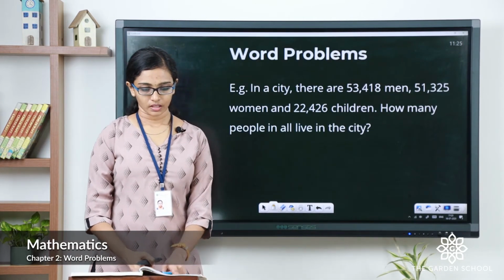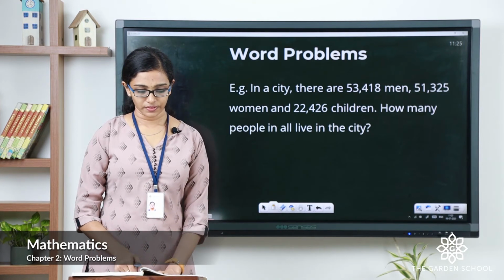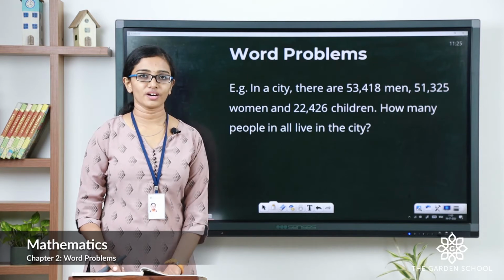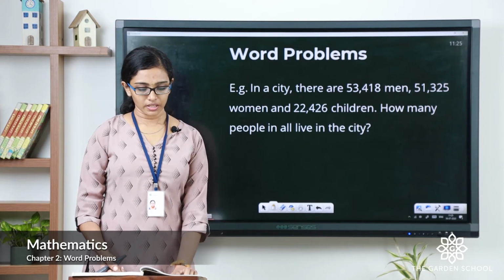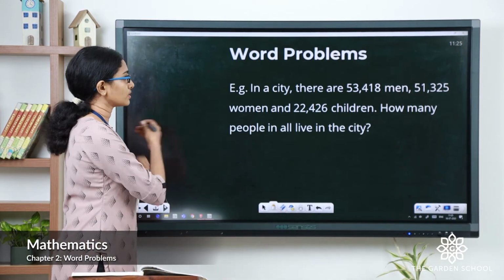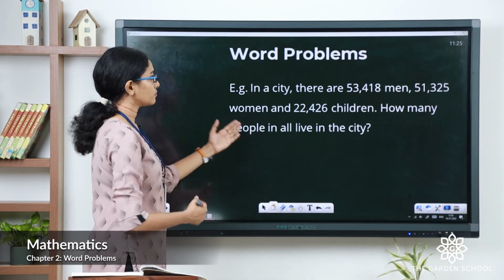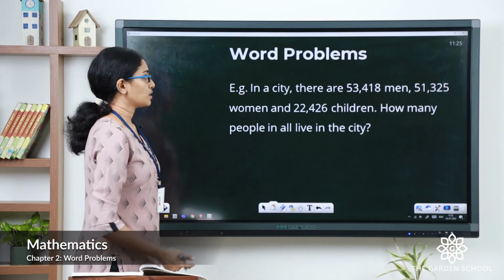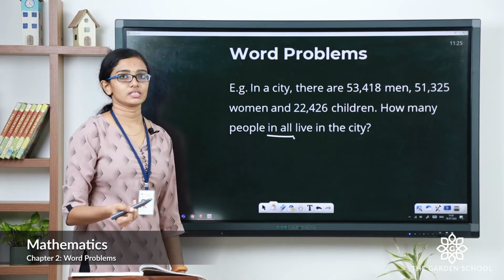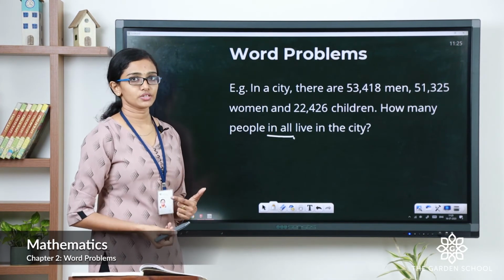In a city, there are 53,418 men, 51,325 women and 22,426 children. How many people in all live in the city? So it's about the population of a city, and we are given the number of men, women and children living in the city. So what is the question here? How many people in all live in the city? So we know the phrase in all means it's an addition word problem.